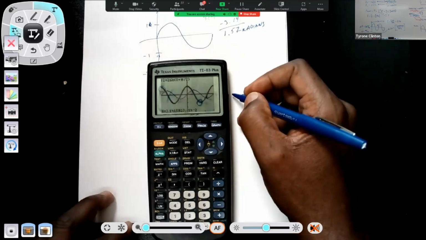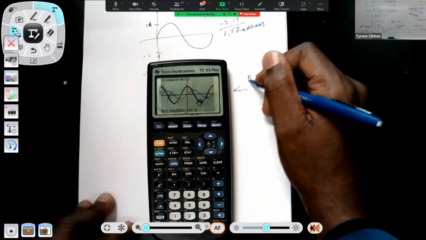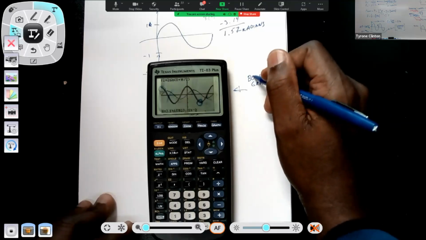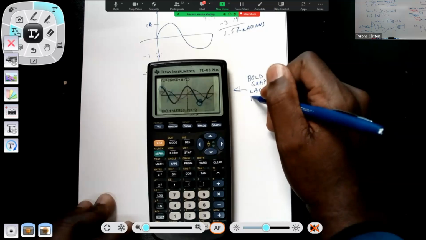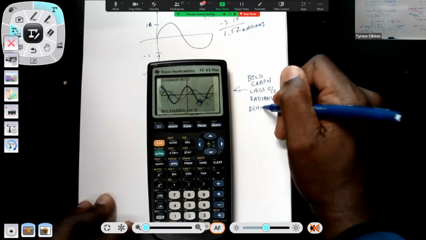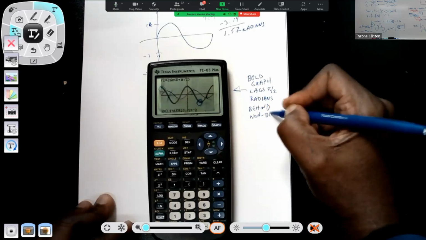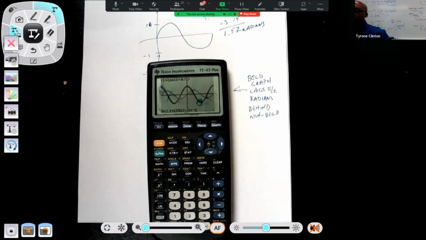So in this case, we'll just say the bold graph lags pi over 2 radians behind the non-bold graph, if you will. This one right here lags behind it. So just get point to corresponding point. Okay, all right. So let's look at the simulation.